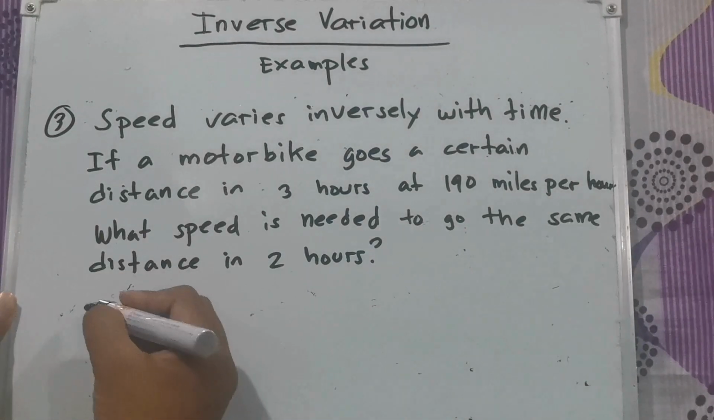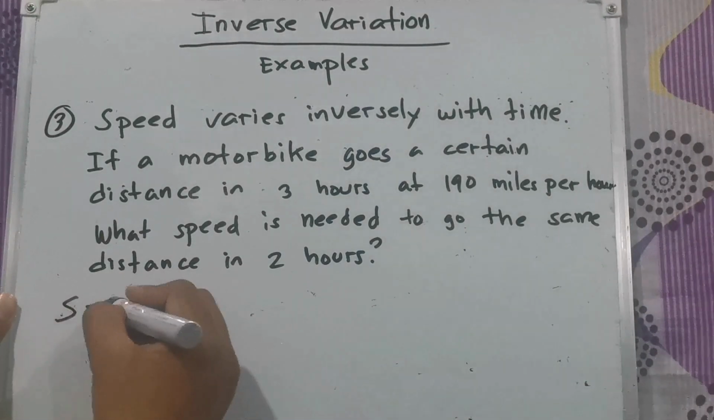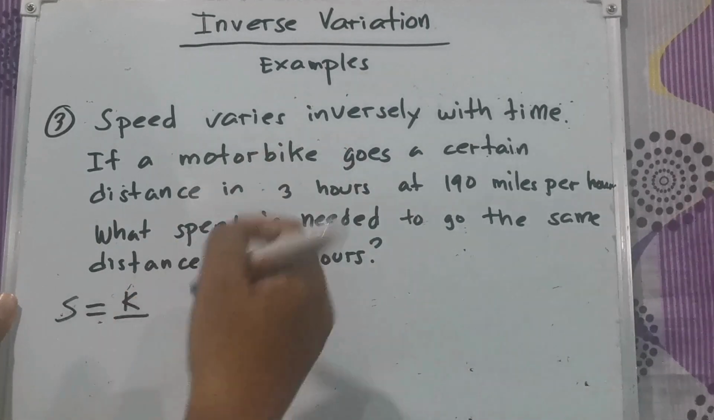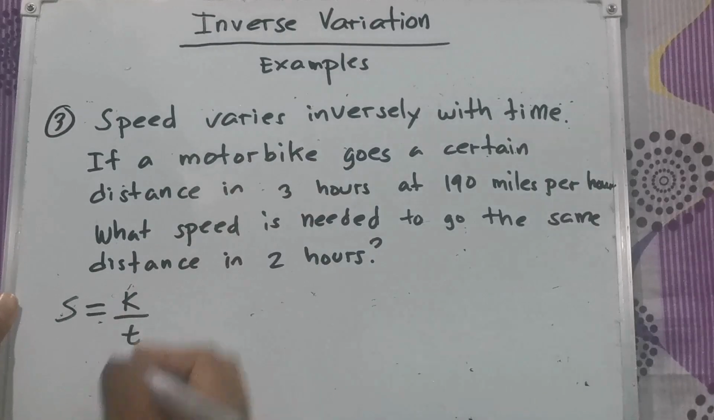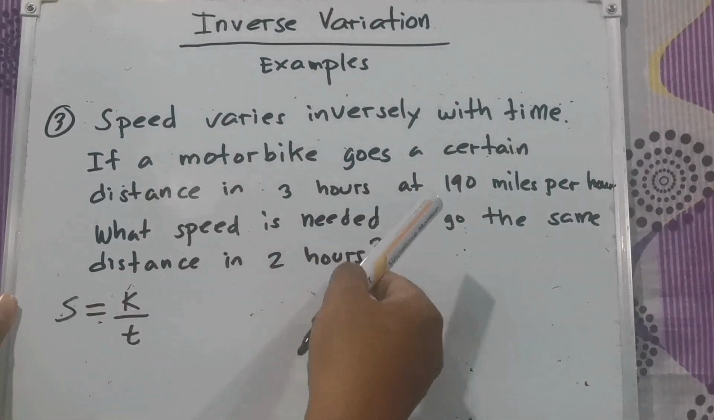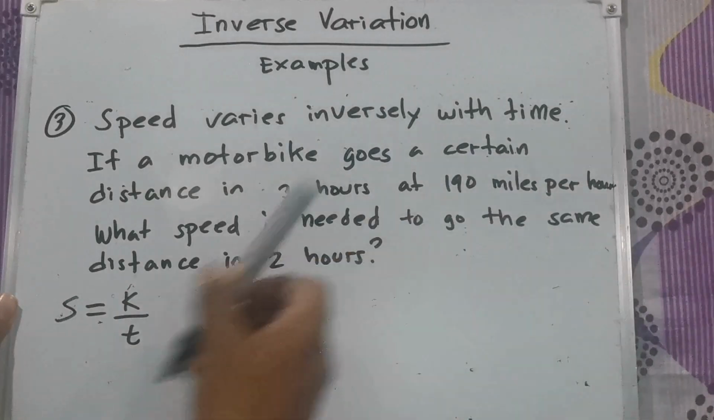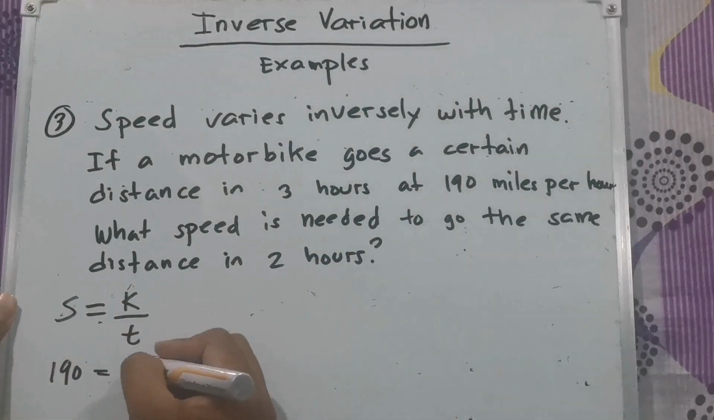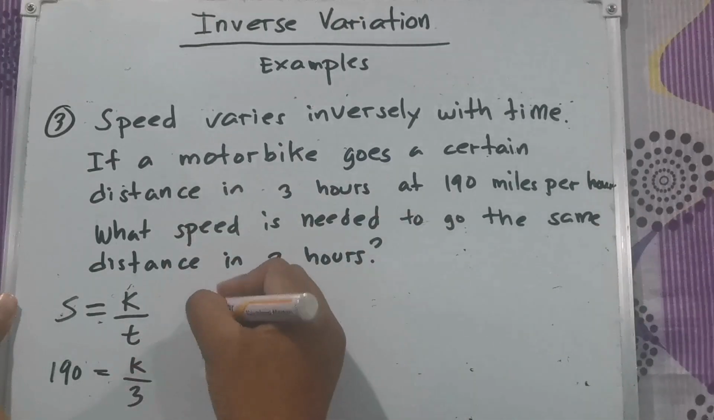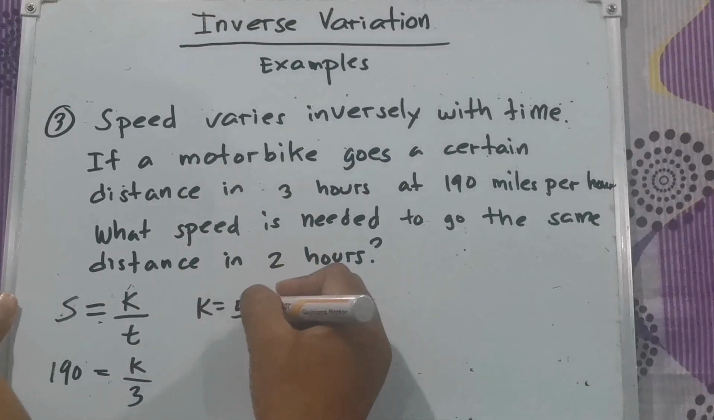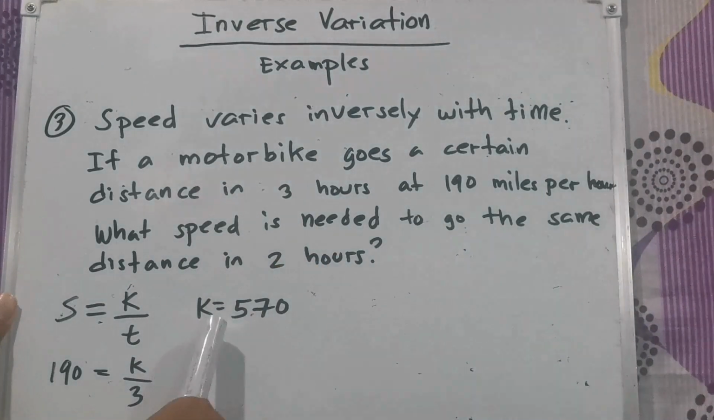Let s be our speed. Speed varies inversely with time, that will be s equals k over time t. Then we will solve for the constant of proportionality by replacing our speed and time. Our speed here is 190 miles per hour, equal to k over our time, 3 hours. So let's solve for the constant of proportionality. That's 190 times 3. You get 570.